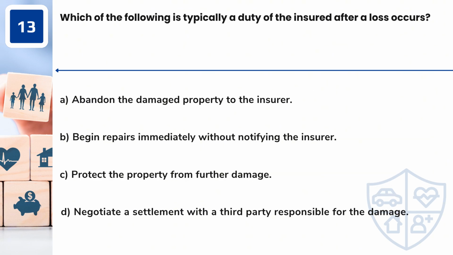Question 13. Which of the following is typically a duty of the insured after a loss occurs? A. Abandon the damaged property to the insurer. B. Begin repairs immediately without notifying the insurer. C. Protect the property from further damage. D. Negotiate a settlement with a third party responsible for the damage.